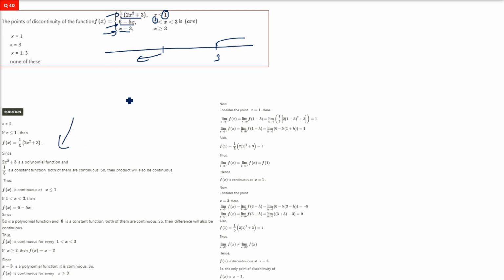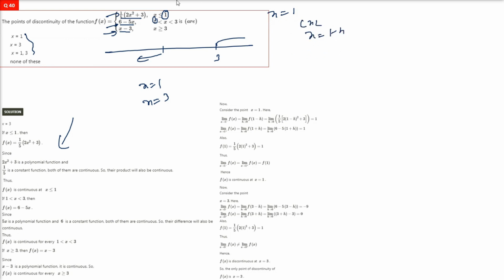Okay, so let us try to find out at 1 and 3 the points of discontinuity or continuity. So we have to find out the points of discontinuity. So x is equal to 1. We have to take the left hand limit and right hand limit.